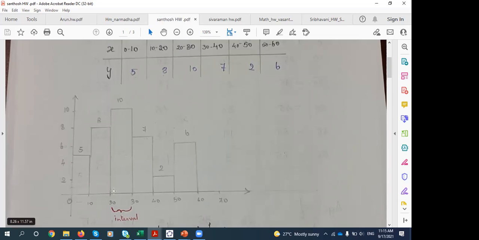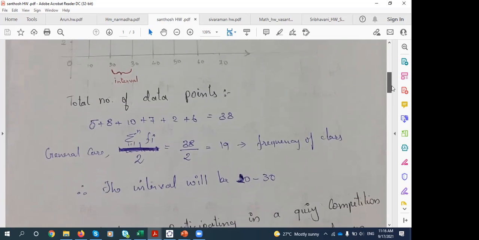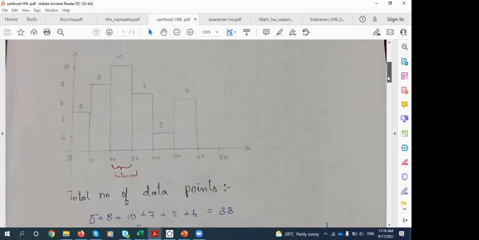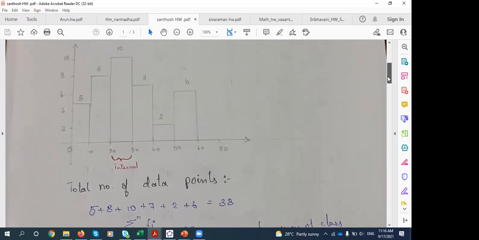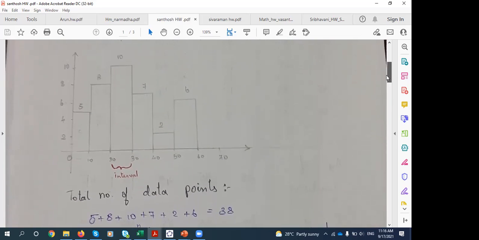Okay. I mean, what will be the total area. Okay. These are all 10. Okay. So this area is 50. This is 80. This is 100, like that. Okay. And so the total frequency is 38. So the total area is 380. Therefore, half the area will be 190.